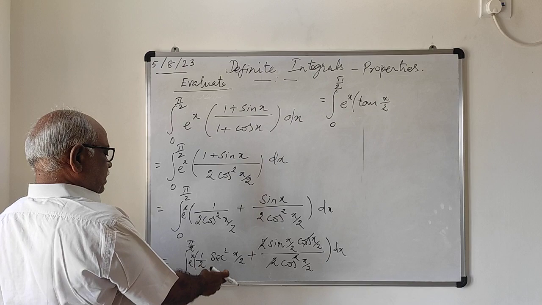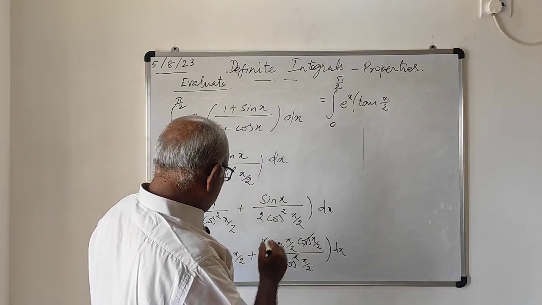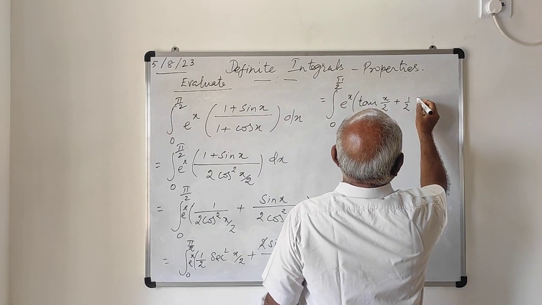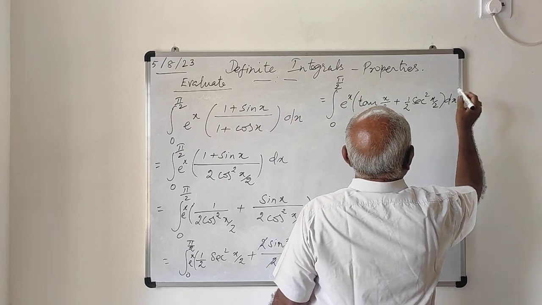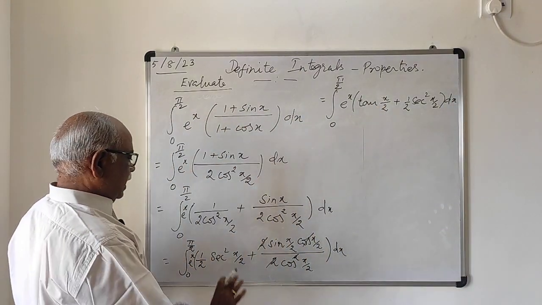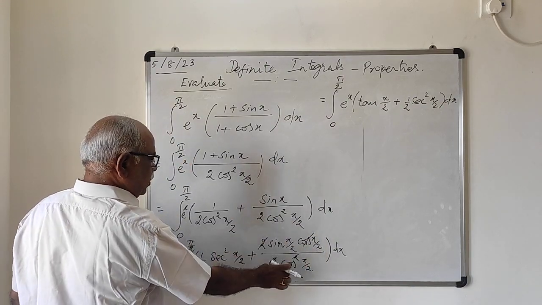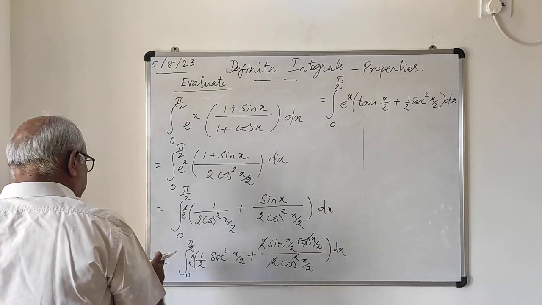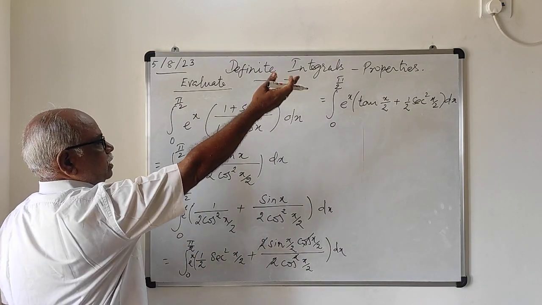And the second term is 1 by 2 into secant square x by 2 into dx. I am rewriting this, bringing the second term after the first term, sin x by 2 by cos x by 2 as tan x by 2. Already e power x is there, and 1 by 2 secant square x by 2 I can write as the second term.